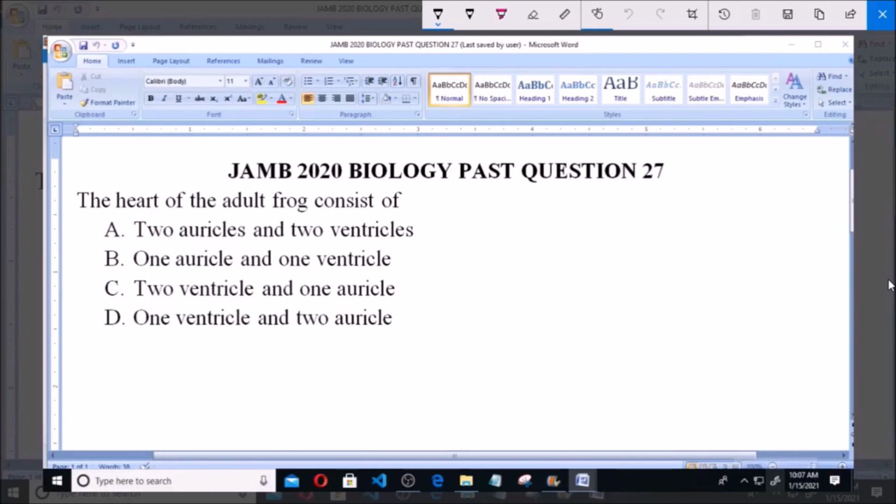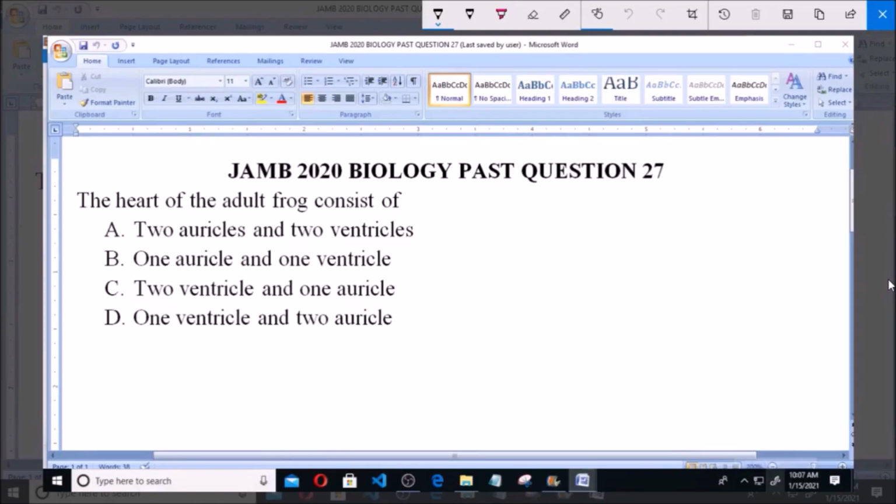I'll be answering Jamb 2020 Biology Past Question 27. The heart of adult frog consists of A. 2 auricles and 2 ventricles, B. 1 auricle and 1 ventricle, C. 2 ventricles and 1 auricle, D. 1 ventricle and 2 auricles.